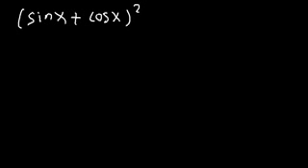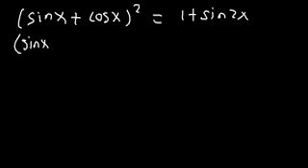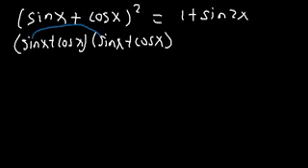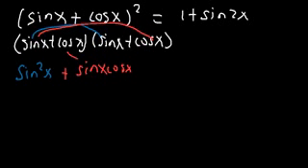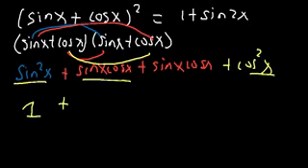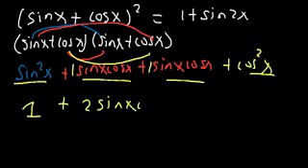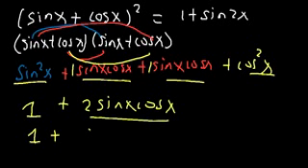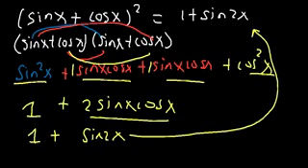Now, what about this one? Sine x plus cosine x squared is equal to 1 plus sine 2x. Let's FOIL. So we're going to rewrite this as sine x plus cosine x times sine x plus cosine x. So sine times sine is sine squared. Sine times cosine is sine cosine. Cosine times sine is sine cosine. And cosine times cosine is cosine squared. Sine squared plus cosine squared is 1. It's an identity. And these two are like terms, so 1 plus 1 is 2. So we get 2 sine x cosine x. And we know that's a double angle identity. 2 sine x cosine x is sine 2x. And thus, the left side now equals the right side.